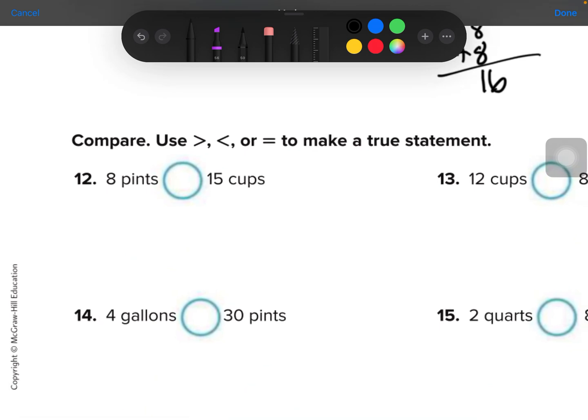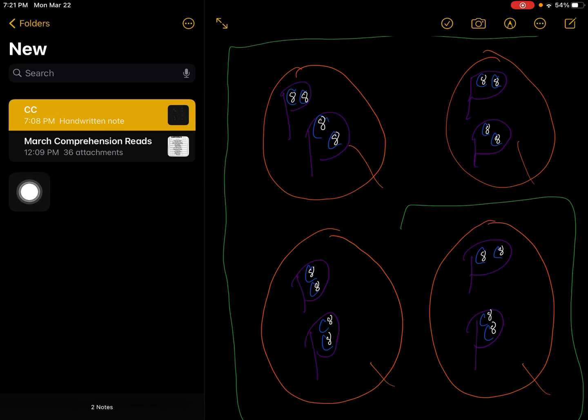Now we are comparing. When we compare, we have to make sure they're the same measurement, or we can't compare them. So we have pints and cups. Now I'm always going to try to go with the smaller unit because it's more precise. So cups is the smaller unit. So I need to see how many pints. I have 8 pints. I need to see how many cups that will make.